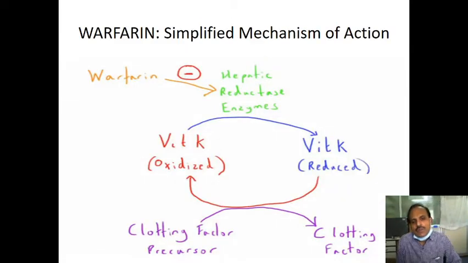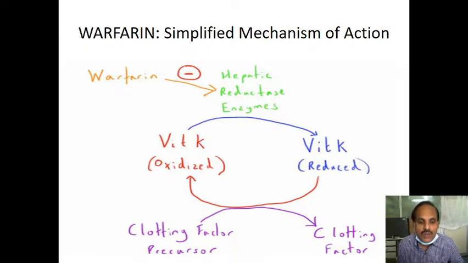If you want to see this in a simplified way, oxidized vitamin K becomes reduced vitamin K, and that reduced form again becomes oxidized. So when the reduced form becomes oxidized, how is it becoming oxidized? Because it is donating its electrons to someone. Now who is taking those electrons? The clotting factor precursors, that is 2, 7, 9, 10, are taking those electrons, and the clotting factors become activated.